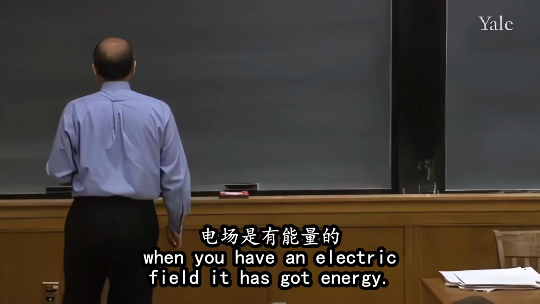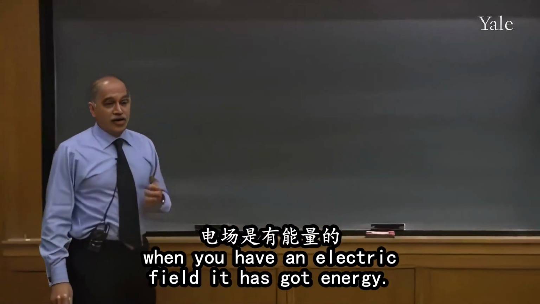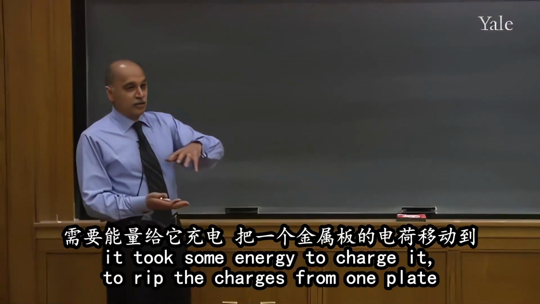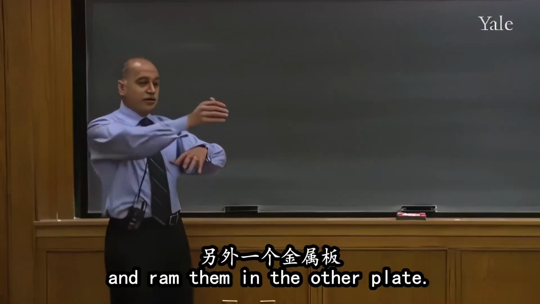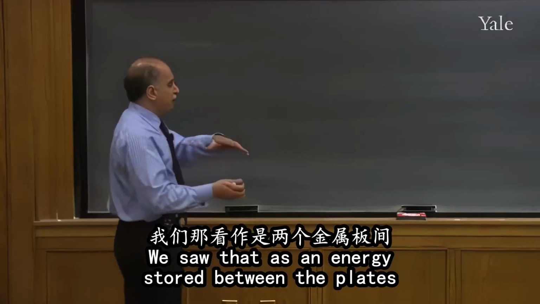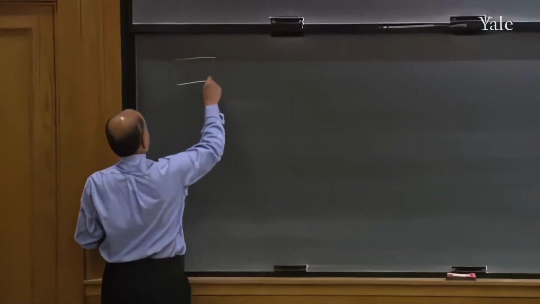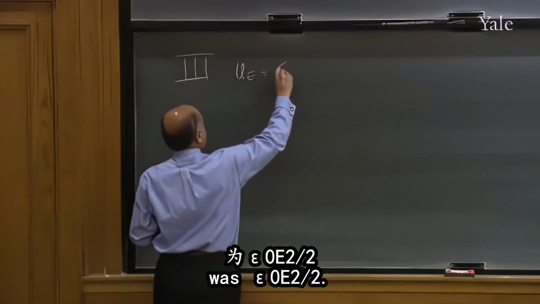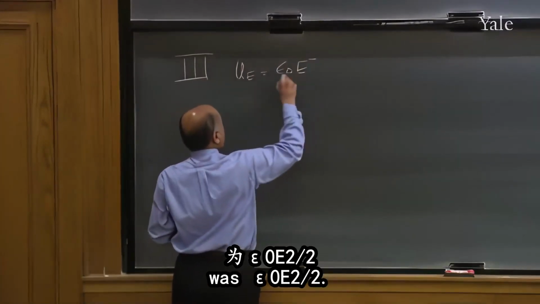So anyway, we know that when you have an electric field, it has energy. For example, when you took a capacitor, it took some energy to charge it, to rip the charges from one plate and ram them into the other plate. We saw that as energy stored between the plates in the form of an electric field, and the energy density of the electric field was epsilon 0 E squared over 2.